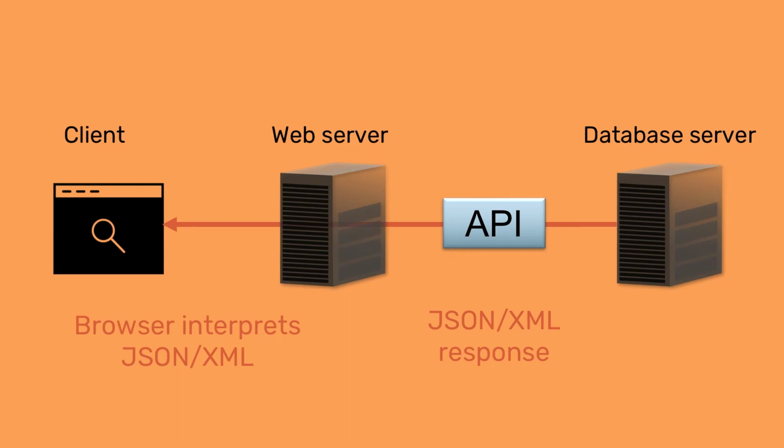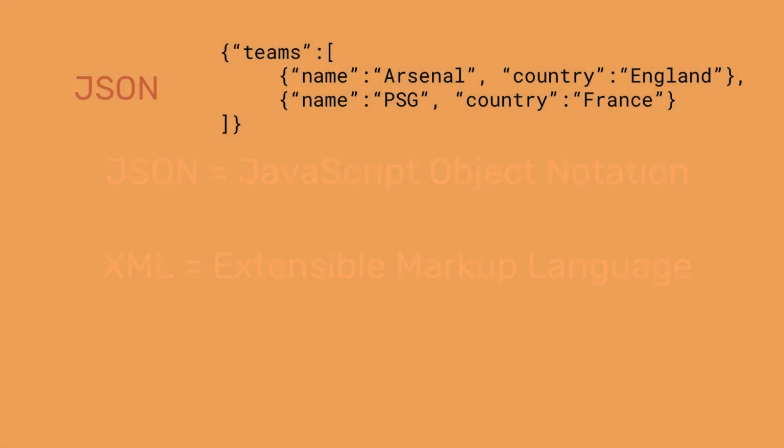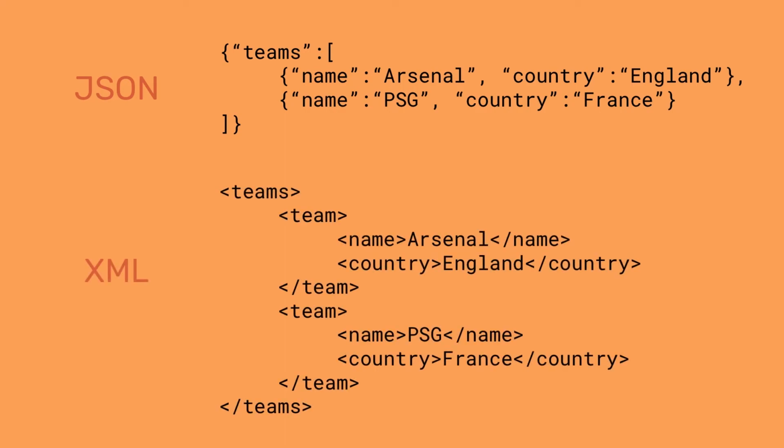So, what is JSON or XML? Well, they're acronyms. JSON stands for JavaScript Object Notation and XML, Extensible Markup Language. They are two common ways of formatting data. This is an example of JSON code. Name and country are the objects, and Arsenal and England, PSG and France, the values of these objects. Compare this with the equivalent XML code.